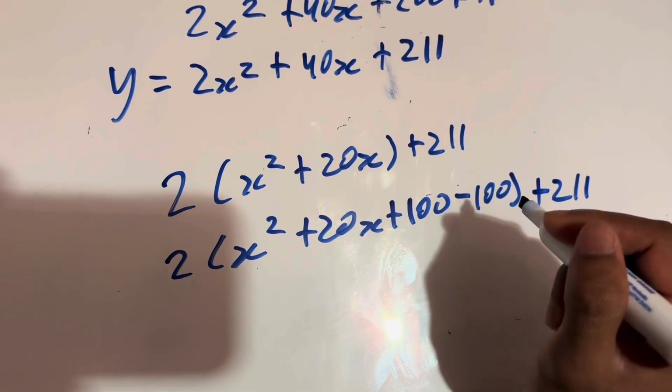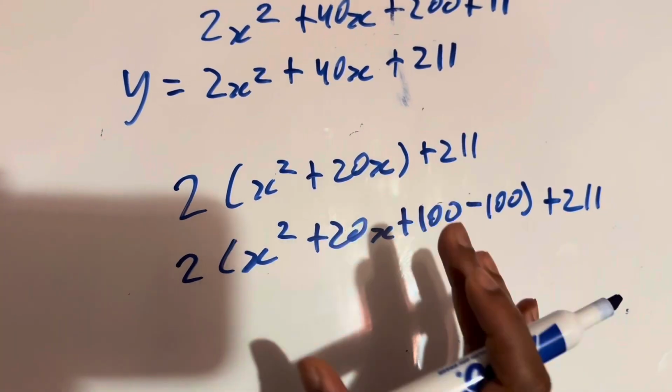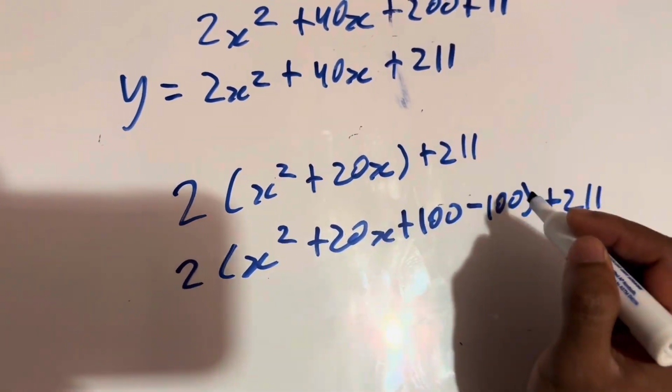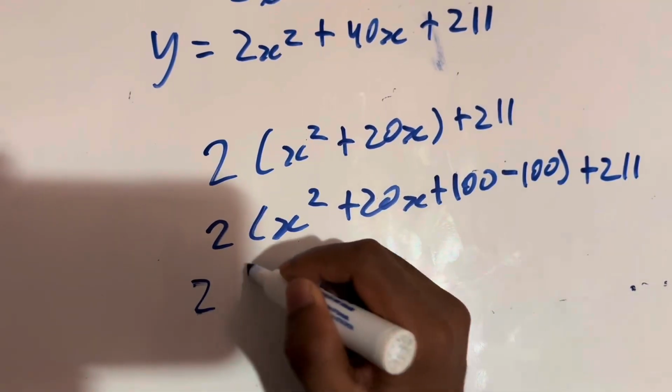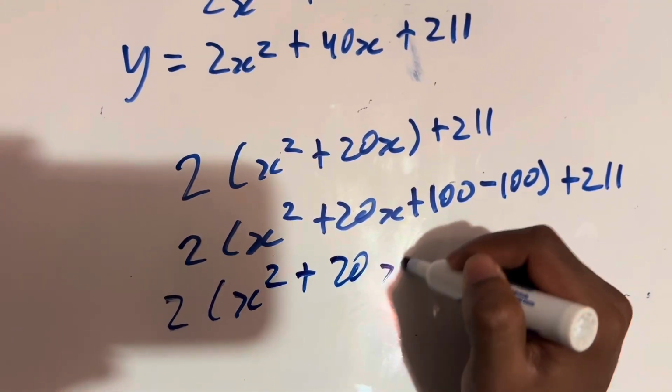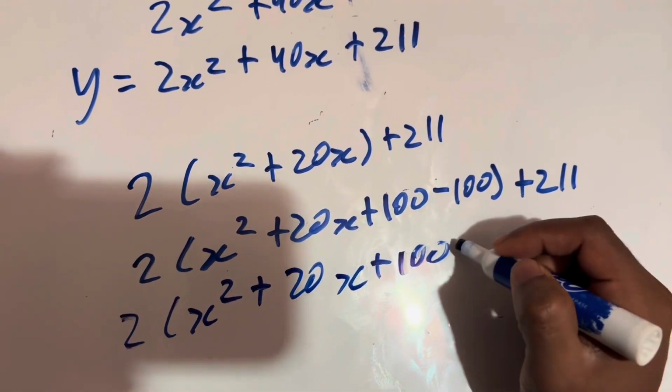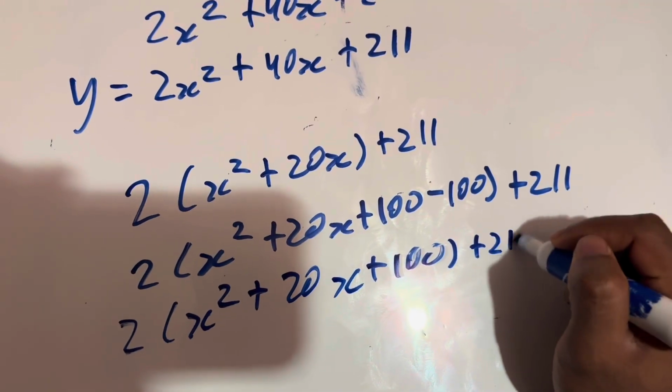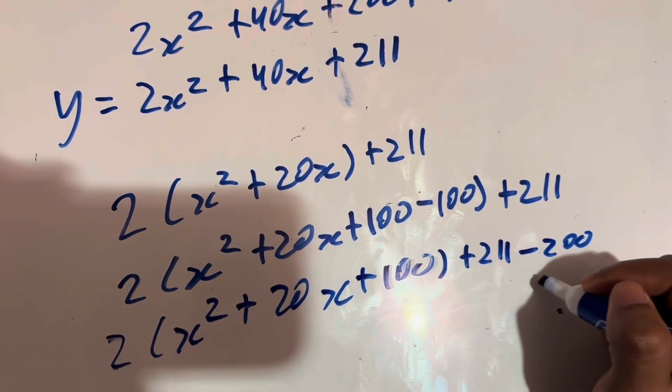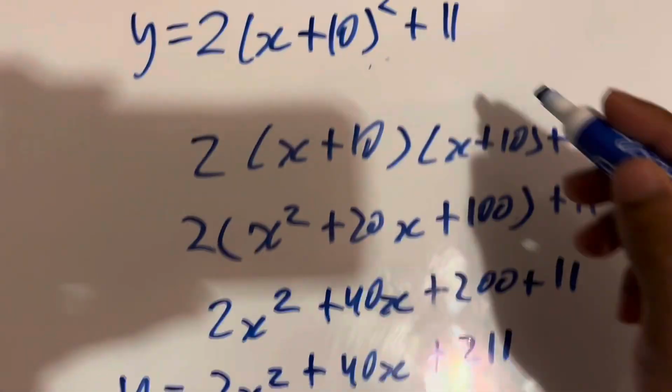However, this is ruining it, so we just got to remove that from this inside part. So we're going to multiply this by this to bring it out, and that would leave us with 2x squared plus 20x plus 100 plus 211 minus 200, which is going to be just 11. And you see how we have 11 up there.